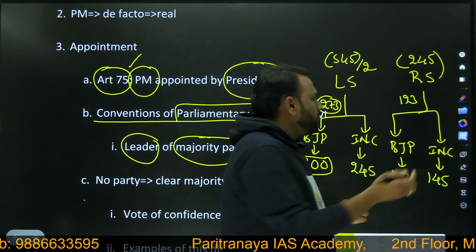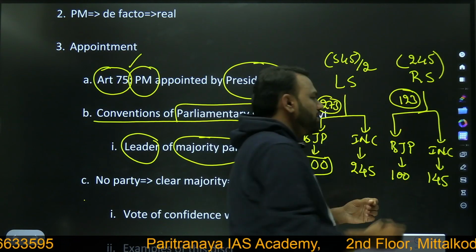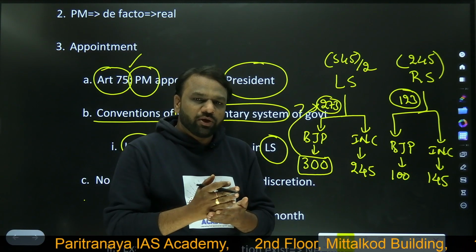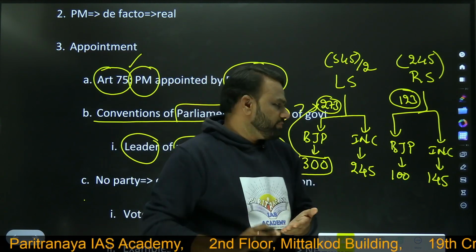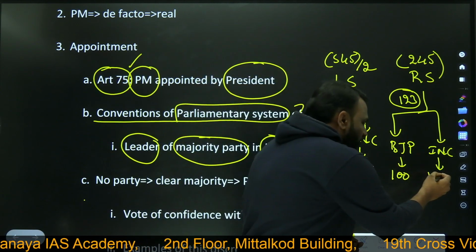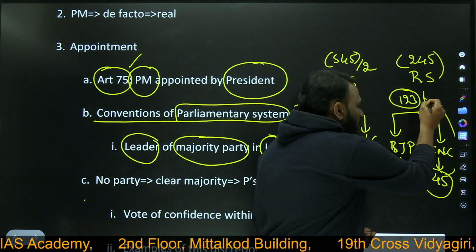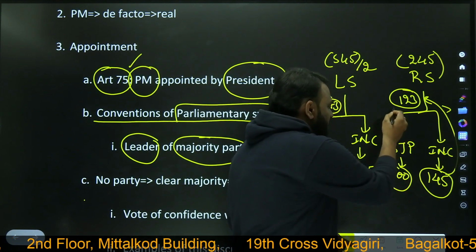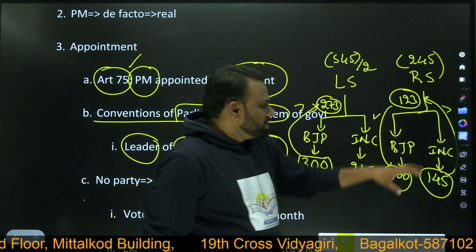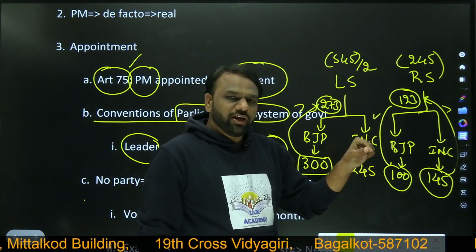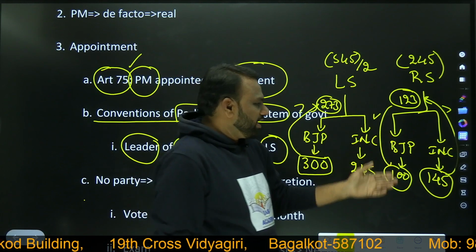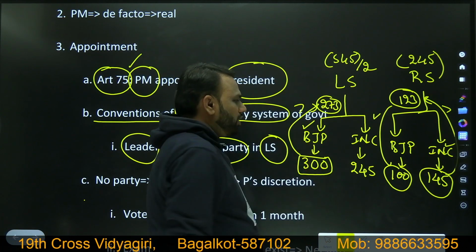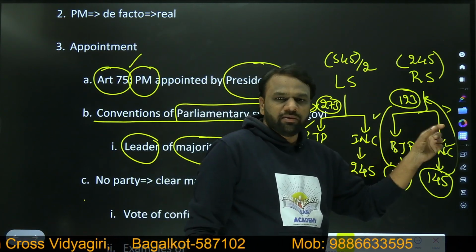So when you convert it into a whole number, it becomes 123. In order to call a party a majority party, it has to secure more than 123 seats. Indian National Congress has 143 seats, which is greater than 123, whereas BJP has 100 seats, which is less than 123. So in Rajya Sabha, which party is in majority? It's very obvious. In Rajya Sabha, Indian National Congress is in majority. In Lok Sabha, BJP is in majority.